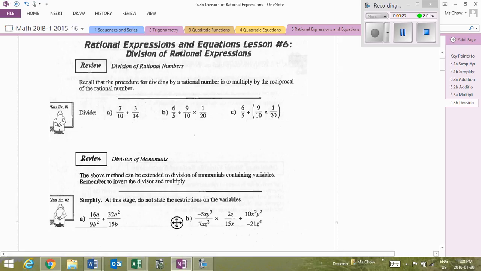I know in the workbook and in my scanned copy, it looks like an addition symbol. These are all division symbols. So anything that looks like addition right now, it is division. In this particular case, yes, I know it's very tempting to reduce here. You can only reduce when it is in multiplication.